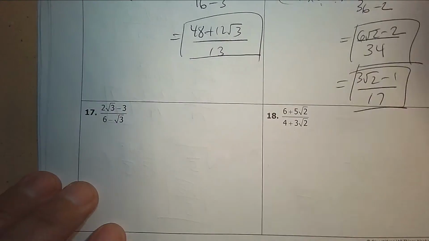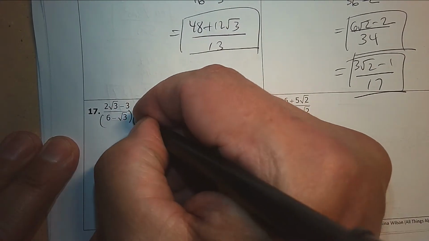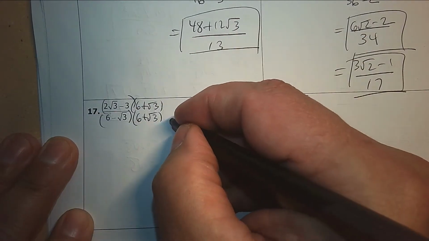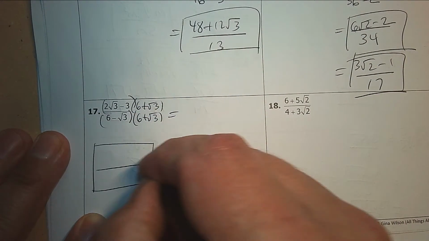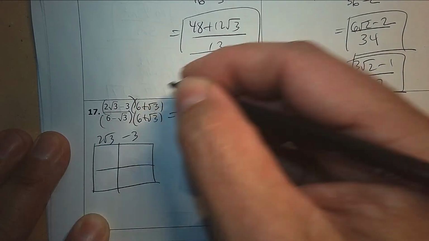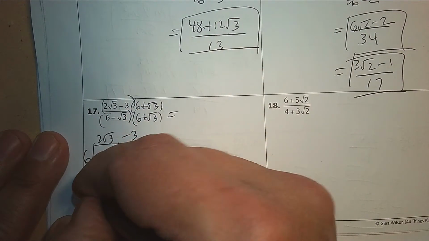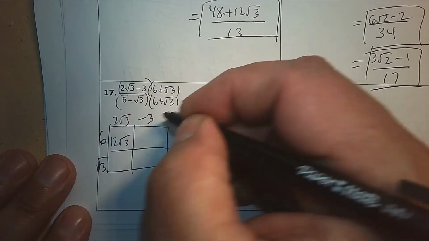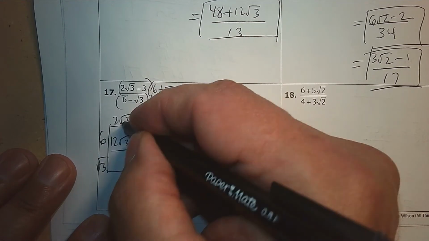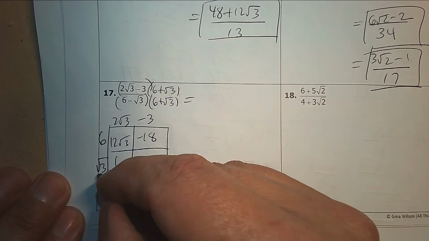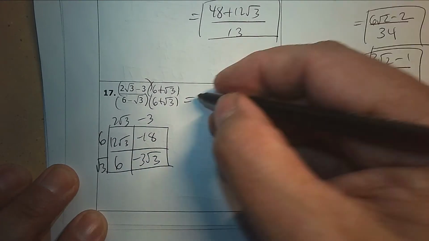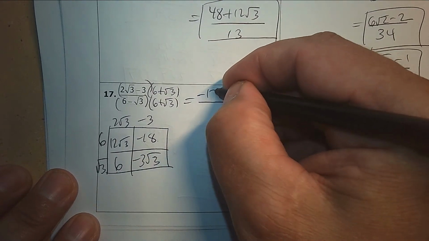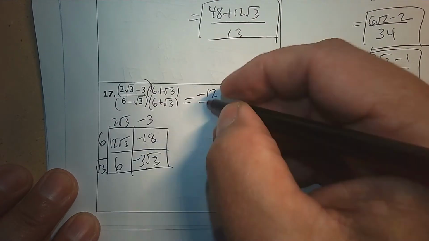All right, last two. Binomial. The top we're going to have to FOIL. So when I look at the top, I'm going to draw a box. You have 2 root 3 and minus 3. You have 6 and root 3. And we're just going to multiply this out. FOIL, first, outer, inner, last. So this is 12 root 3, negative 18. Root 3 and root 3 is 3 times 2 is 6. And this is negative 3 root 3. So combine like terms. So in the numerator, we have 6 take away 18, so that's negative 12. 12 take away 3 is 9 root 3.